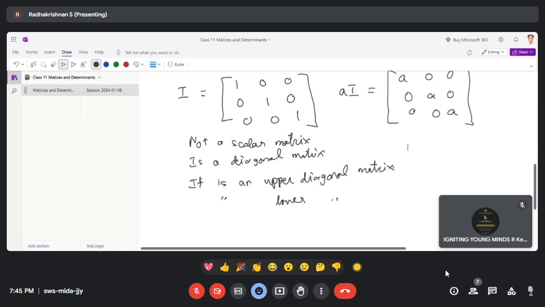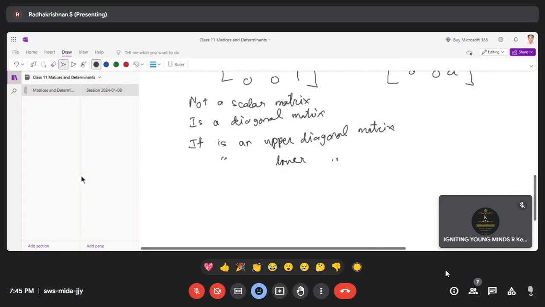Okay. So what are the options given? The question is, which one of the following is not true? And 4 options are given. So which option will we choose now? So first option, scalar matrix. So option 1, it is not a scalar matrix. The rest of the options are true. Okay.